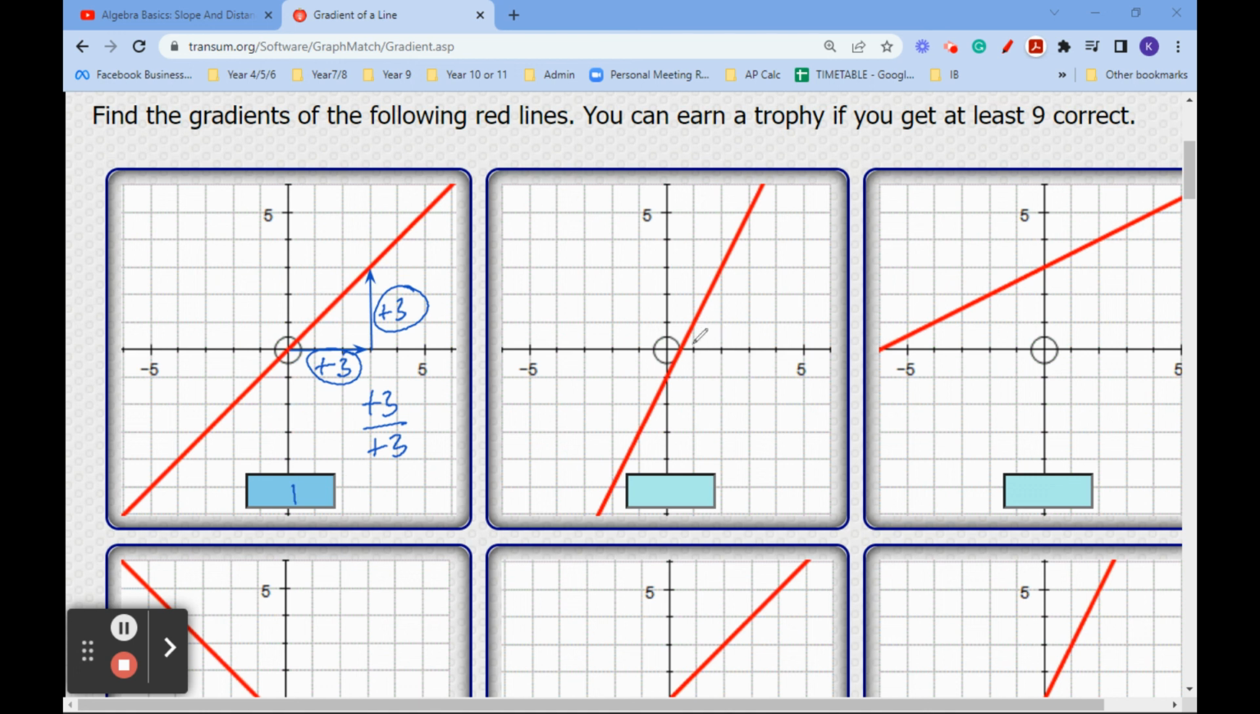Let's have a look at this one. This one here, I start from the y-intercept. I go 1 to the right, so that's +1. But then I go 2 units up, that's +2. So the gradient here is going to be +2 divided by +1, which is equal to 2. Does that make sense? Yeah?